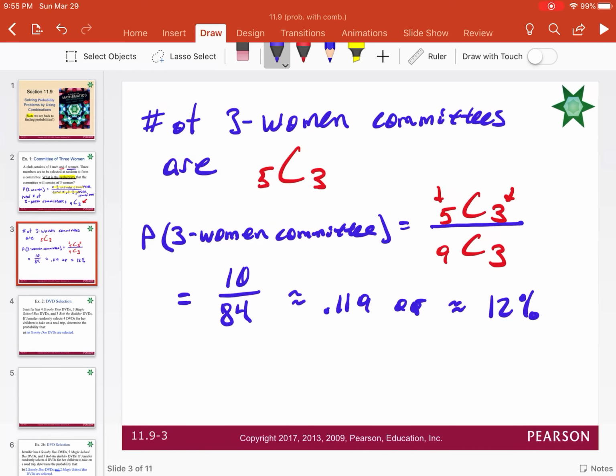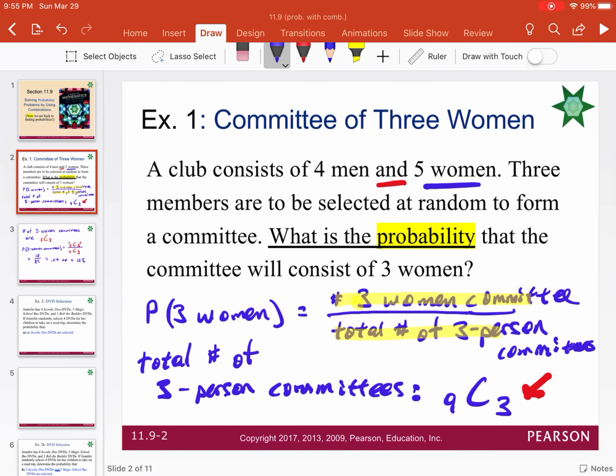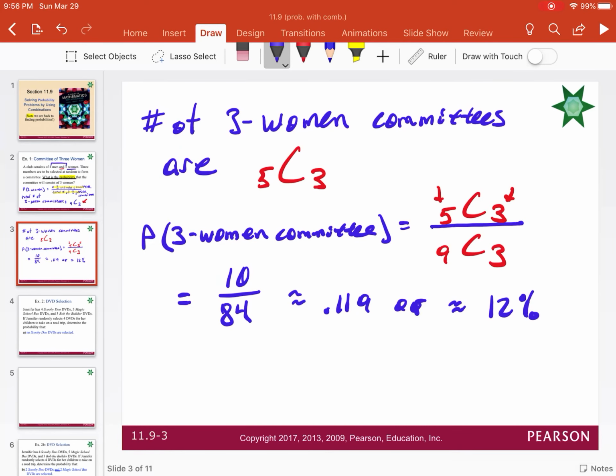12% chance. If I put all 9 names in a hat, and I picked out 3 people, there would be a 12% chance that I'd pick 3 women in a row. That would be very unlikely. So there you go. Not too bad, right? Remember, probabilities, top and bottom. All right.